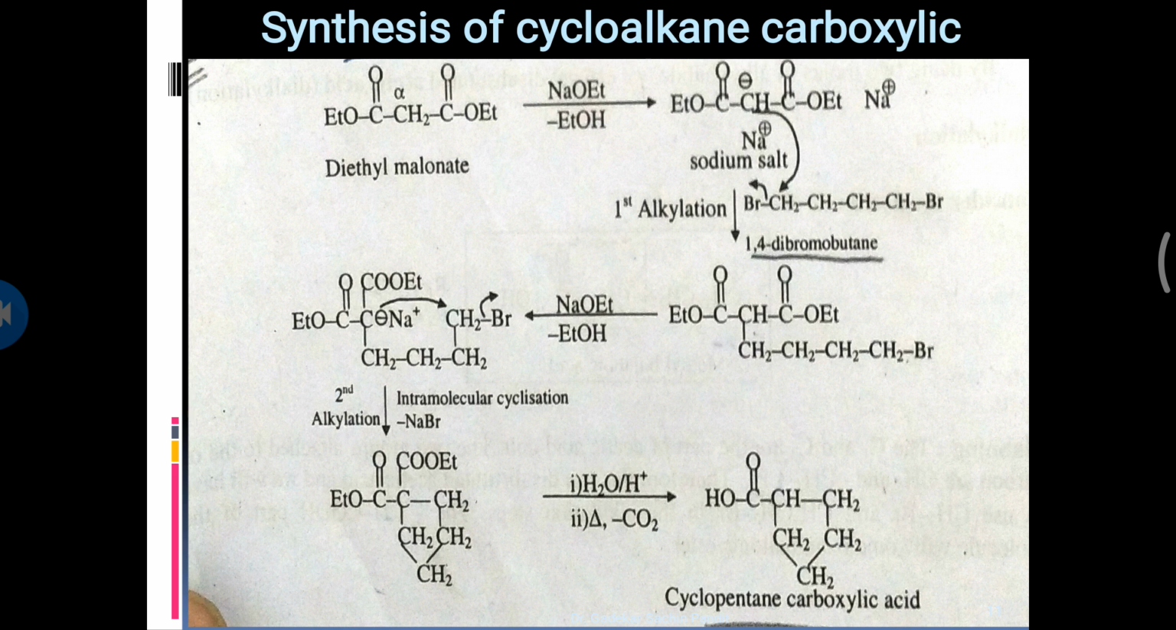Okay, so in this synthesis of cycloalkane carboxylic acid, diethyl malonate is substituted with 1,4-dibromobutane to form cyclopentane carboxylic acid.